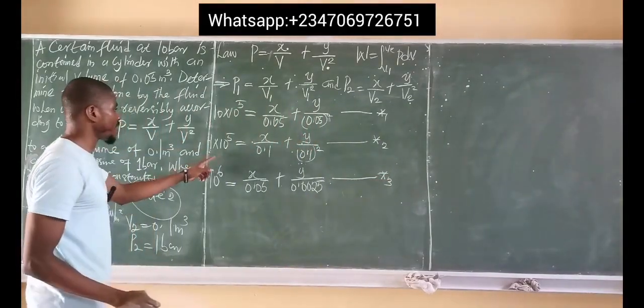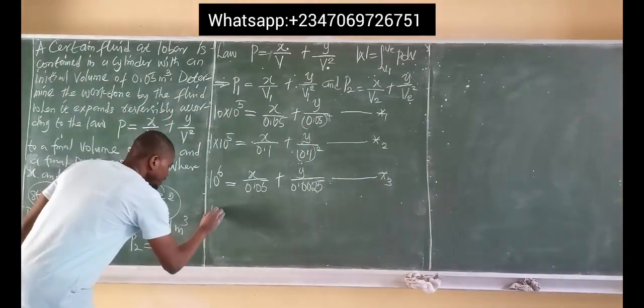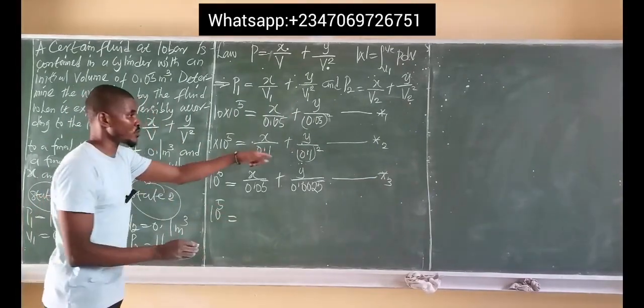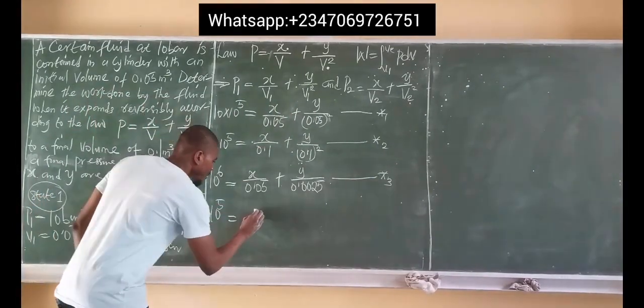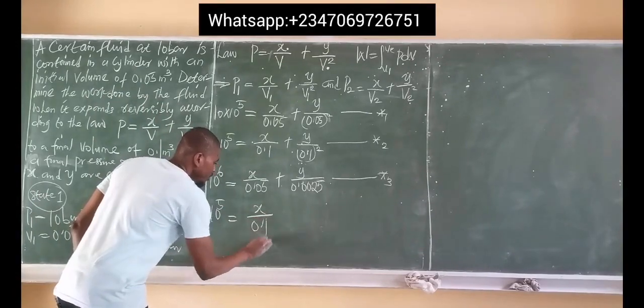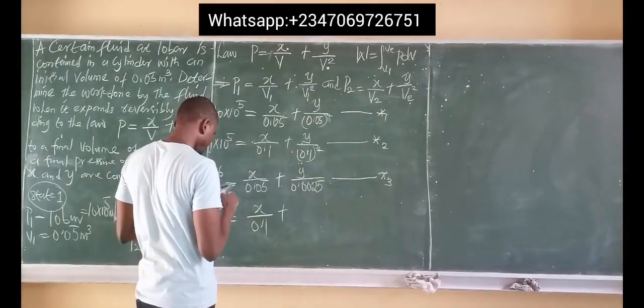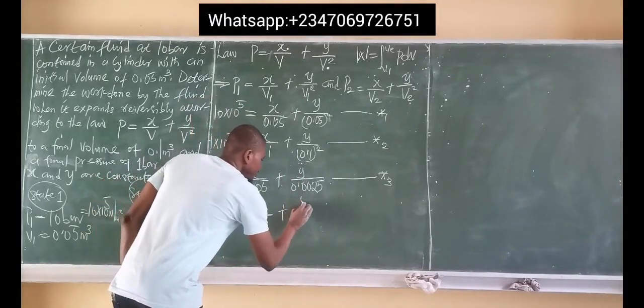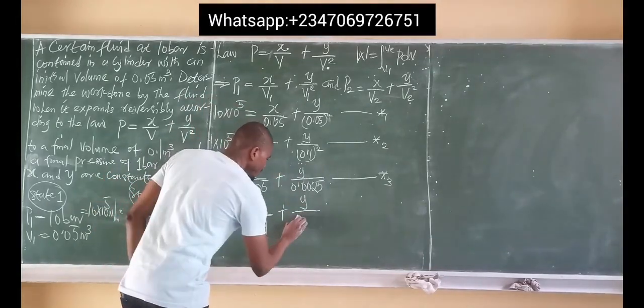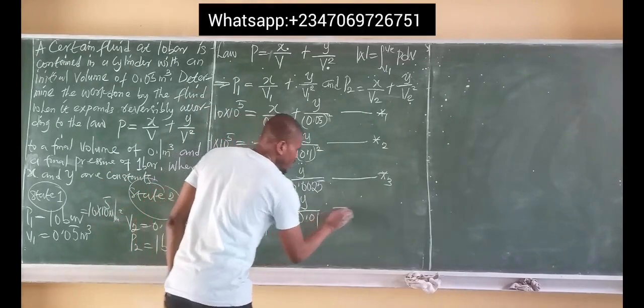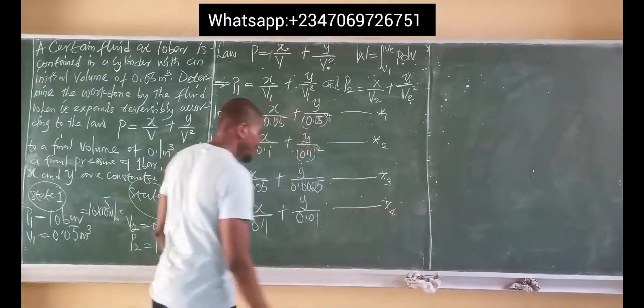Whereas 1 by 10 to the power of 5 remains 10 to the power of 5, now from equation star 2. Okay, so this is now x all over 0.1 plus y all over, now let's obtain 0.1 squared, which is 0.01. You can call this equation star 4.